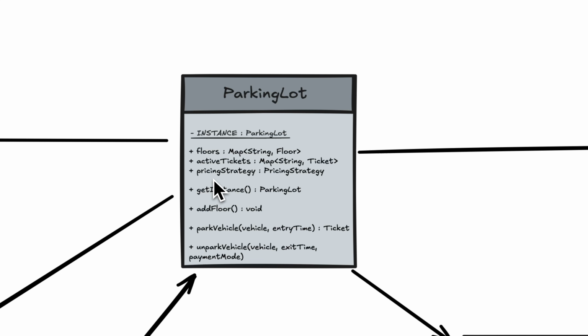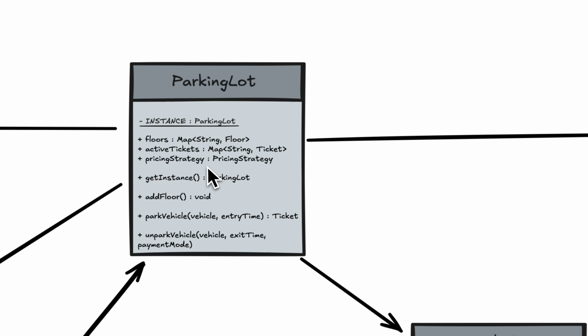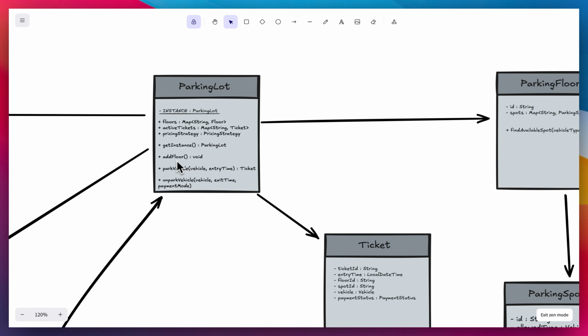This is the business requirement. That's the reason why this strategy should be in the parking lot. The parking lot will decide what type of algorithm to choose for pricing. The user will not decide; the parking lot will decide. Then we have some general functions like add floor and get instance.